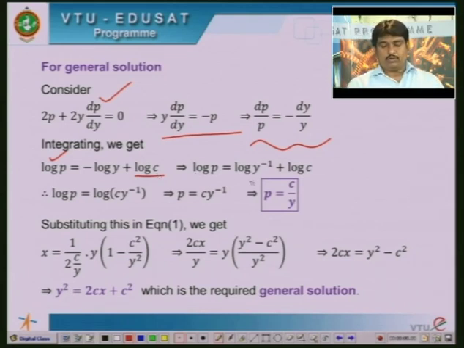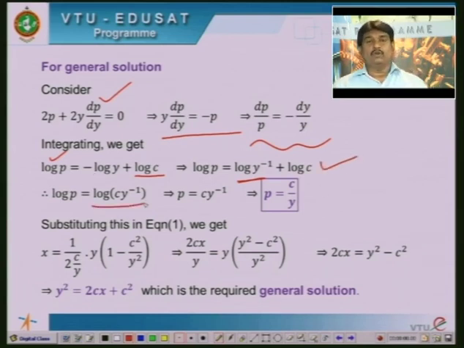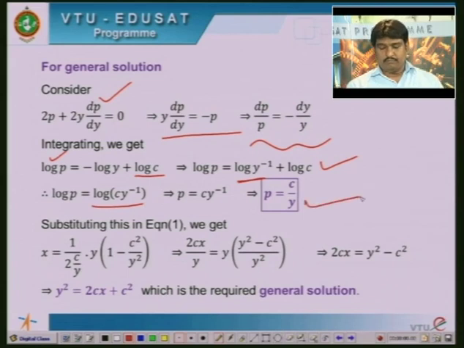So log p equals log of y to the power of minus 1, because using the law of logarithms, minus log y can be written as log of y to the power of minus 1, plus log c. Again use properties of logarithms to get log p as log of c into y to the power of minus 1, which in turn becomes c by y. So p equals c by y.